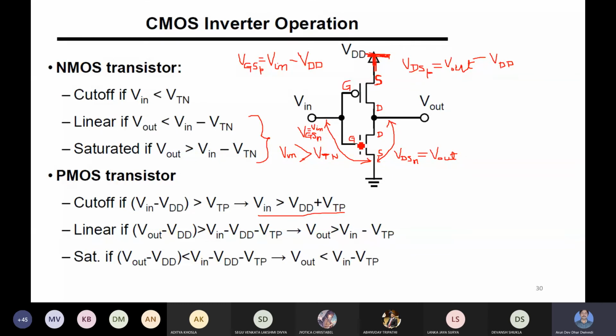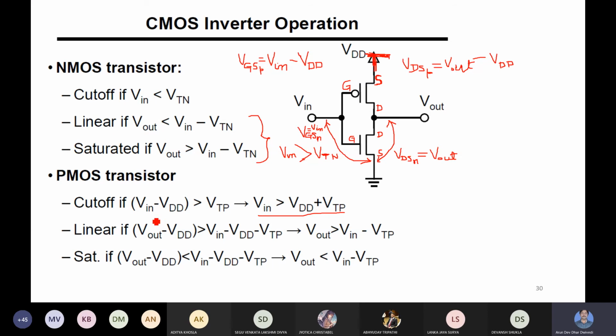All these are required. For the NMOS to be either in the linear region or the saturation region, at least Vin should be greater than the threshold voltage, because Vin is equal to VGSN. So VGSN should be greater than the threshold voltage of NMOS. For the cutoff region, Vin should be less than VTN. And for the PMOS transistor, VGSP is not exactly Vin, it is Vin minus VDD, so the conditions are just the complement of the NMOS conditions.